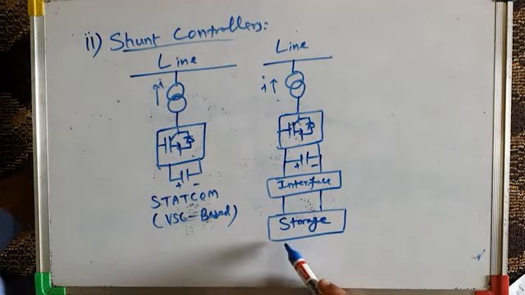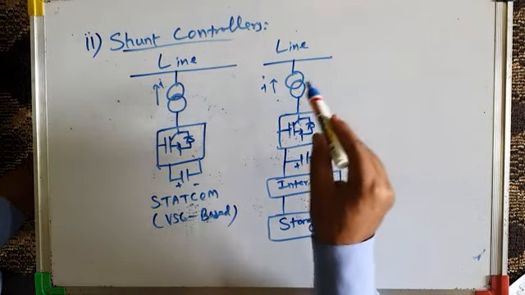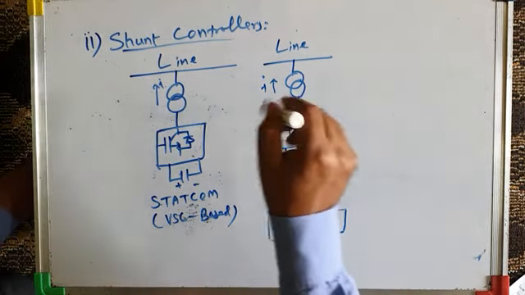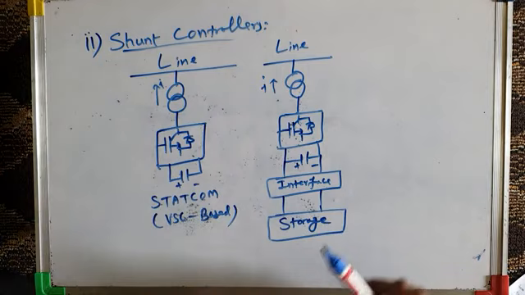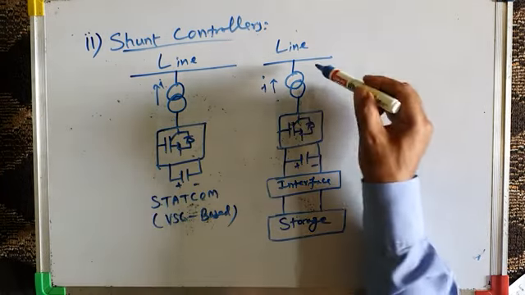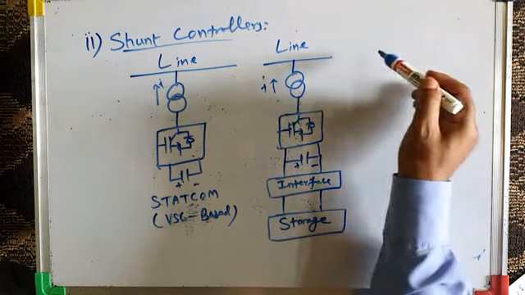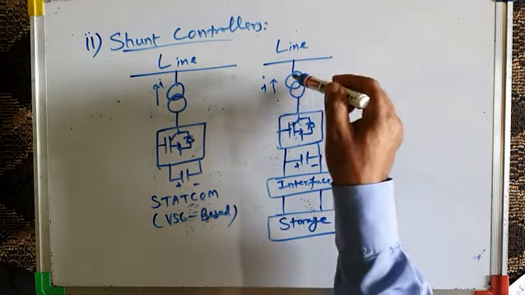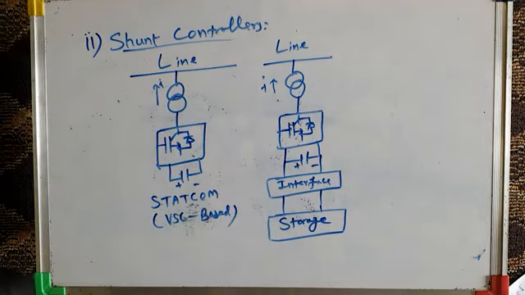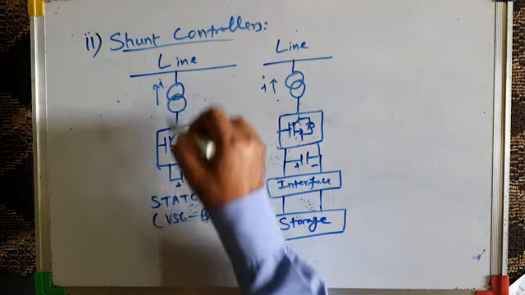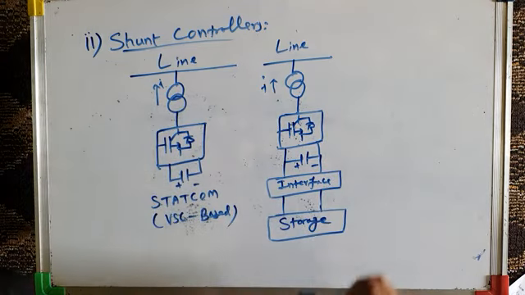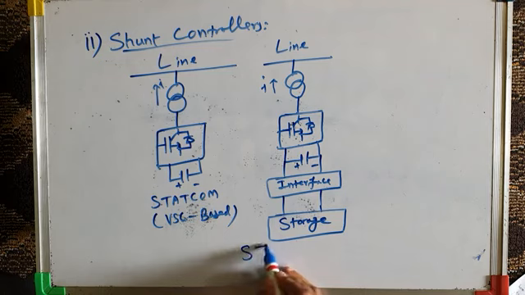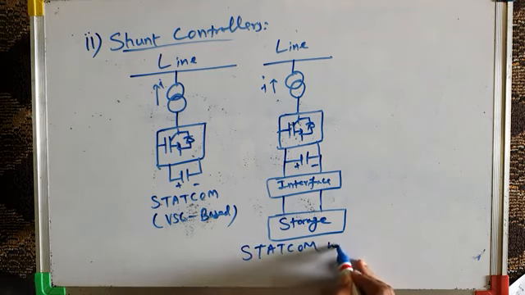Why is this storage provided? The main purpose of this storage is that in the event of fault on the system, if there is no power coming from here, then for a few cycles, for some time, the energy from the storage is taken by this converter, and that energy is converted from DC to AC form, and active power is supplied to the load during the outage, during the period of fault, for a few cycles, so that there is no interruption of power. Here it can exchange only reactive power because it does not have storage. In this case, it can exchange reactive power as well as active power because of the presence of storage. So this is STATCOM with storage.